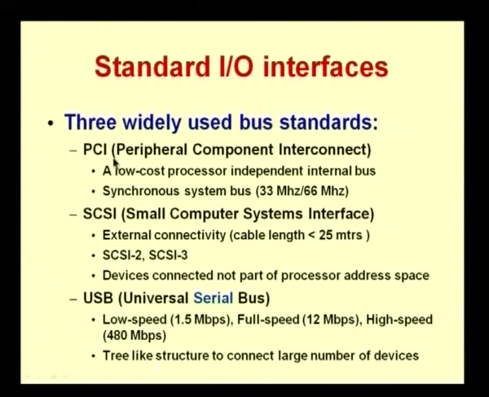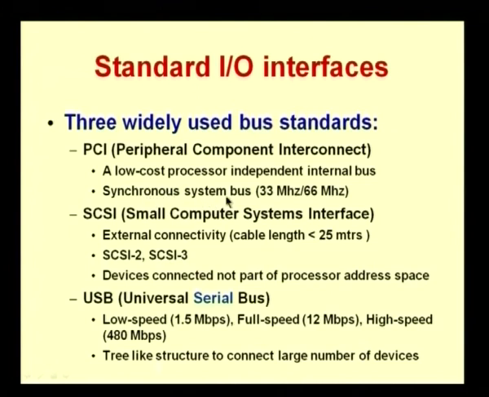If you look at the PCI bus, the Peripheral Component Interconnect Bus as it is called, this is a system level bus. It is a low cost, processor independent internal bus. Processor independent in the sense that different processors could be connected to this particular bus, and you can have different devices connected to this bus so that the processor can talk to the different devices. It is a synchronous system bus which works at about 33 megahertz or 66 megahertz. There are two versions available.